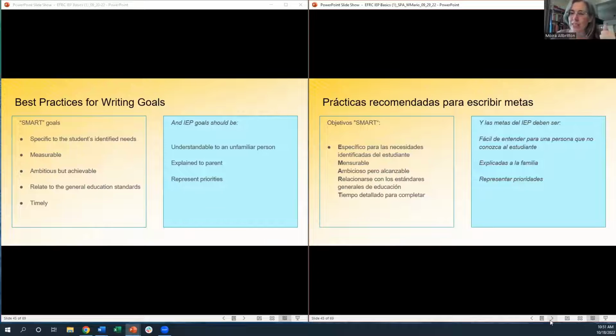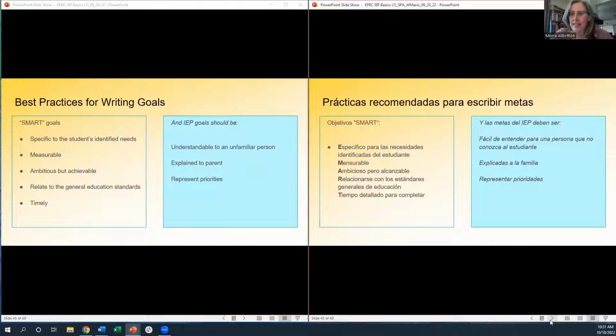They should be understandable to an unfamiliar person, somebody who wasn't in that IEP when the goal was being written. It needs to be explained to you if you're in the room and you don't understand why the goal is important, or what the goal is intended to do, or what the next part of the goal would be. Like, why are we doing this goal? And it should also represent priorities for the student.